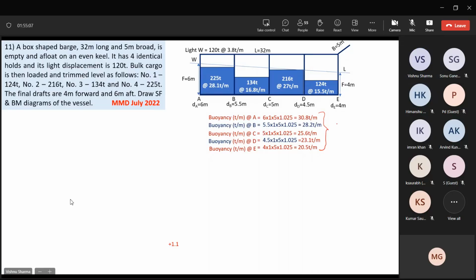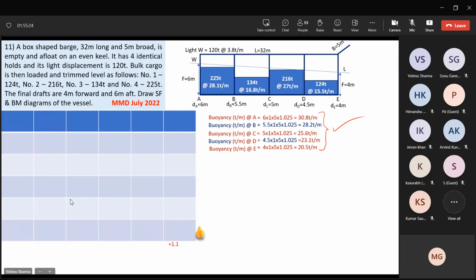Yes, sir. If you have understood this, then we are good to make the load table. We make the load table for 5 points, A to E.